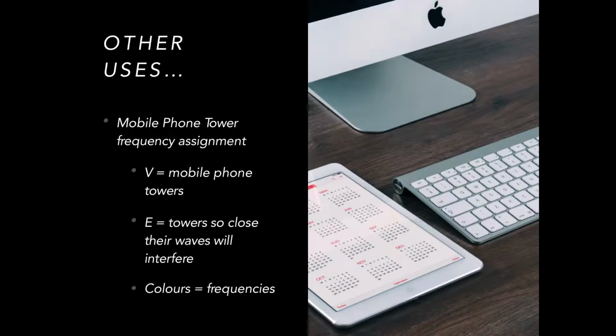There are other uses for graph colouring algorithms, such as mobile phone tower frequency assignments. If you have a large number of mobile phone towers across your country, and you put two towers very close to each other using the same frequency of signal, then the frequencies will interact badly and you'll get interference on the line. And so mobile phone towers within a certain radius of each other have to be assigned different frequencies to stop this interference from happening.